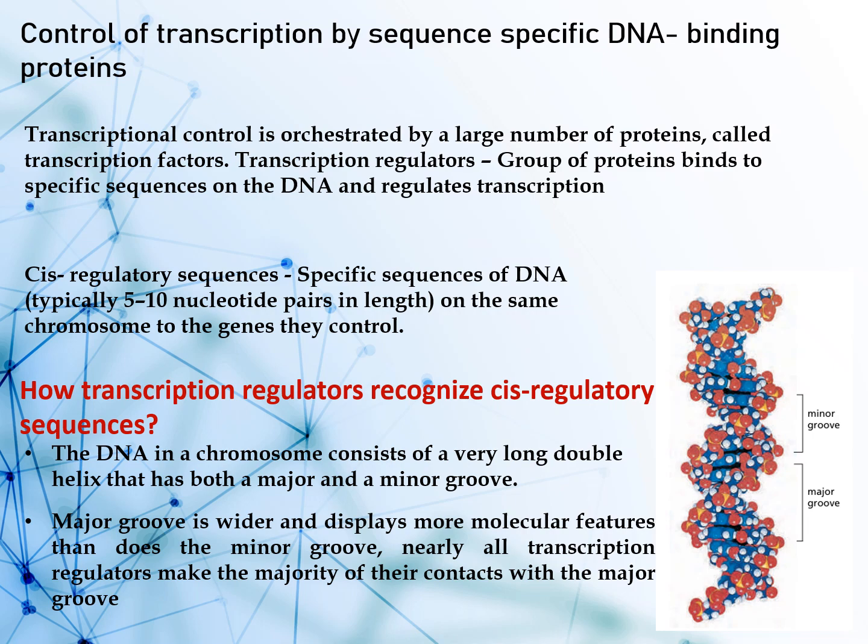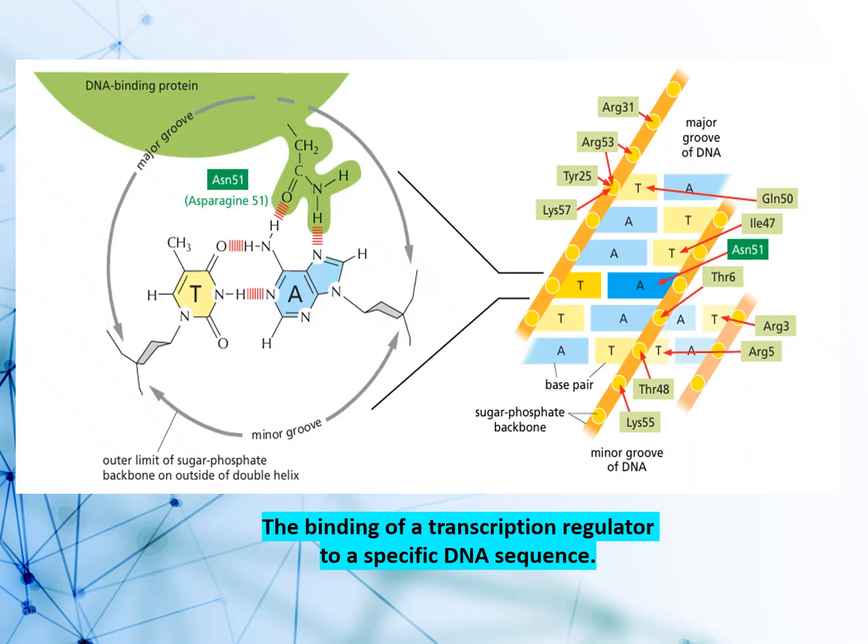Because the major groove is wider and displays more molecular features than does the minor groove, nearly all transcription regulators make the majority of their contacts with the major groove. Molecular recognition in biology generally relies on an exact fit between the surface of two molecules, and the study of transcription regulators has provided some of the clearest examples of this principle. So in this figure, on the left, a single contact is shown between a transcription regulator and DNA.